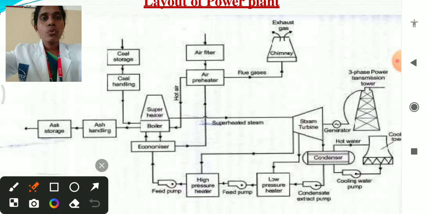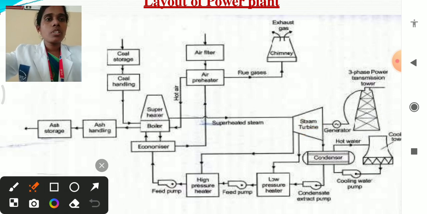Before feeding coal to this boiler, the coal has to be pulverized and then stored, and then with the help of the coal handling system, the coal is fed to the boiler chamber. Due to the combustion in the boiler, the ash will be disposed. With the help of the ash handling system, the ash is removed from the boiler. The boiler contains water, which is converted to superheated steam with the help of fuel. From this boiler, the superheated steam is given to the steam turbine.